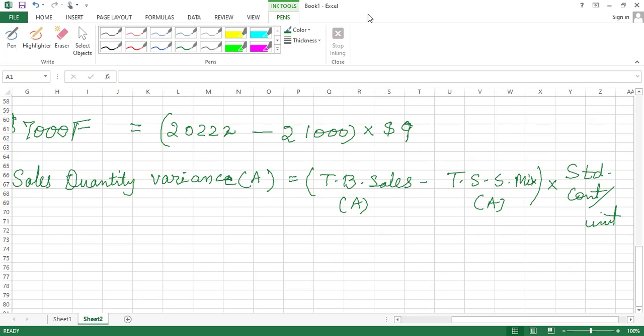Again, you wrote the formula that sales quantity variance is actual quantity for the standard mix. This is called actual quantity for the standard mix, to whom I am writing total standard sales mix, minus standard quantity for the standard sales mix. So this is called what? This is called total budgeted sales. So alternative ways of writing the same formula.